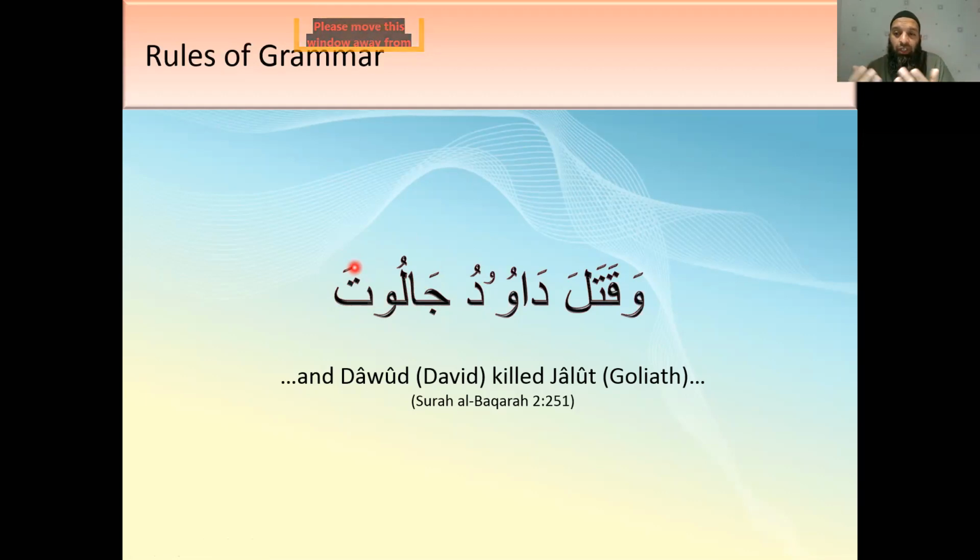But obviously we read the Quran with the intention to read it properly. So Allah subhanahu wa ta'ala will forgive us inshallah for the mistakes that we make. We don't do it on purpose.